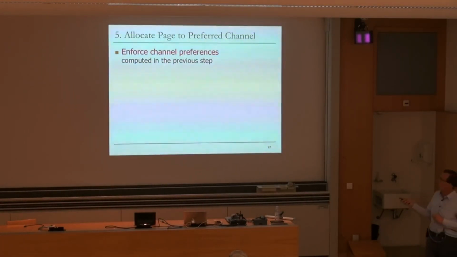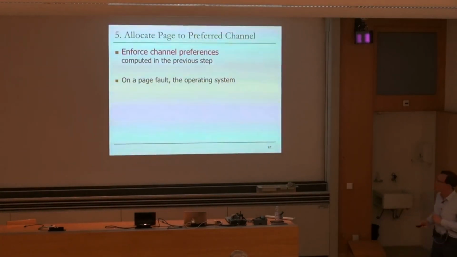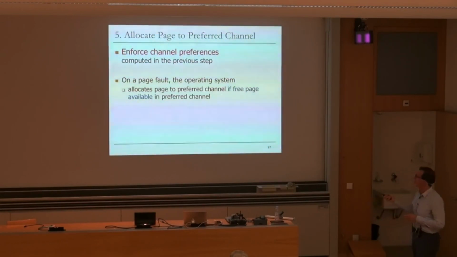Now, the final step is to allocate a page to the preferred channel. The idea is to enforce the channel preferences computed in the previous step. The previous step said, oh, this application should go here, this application should go here. Now, finally, you try to enforce this. So when do you enforce this? Well, you allocate a page when you have a page fault. The operating system allocates the page to the preferred channel.